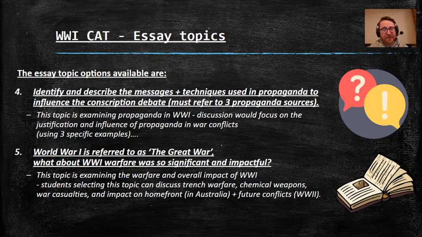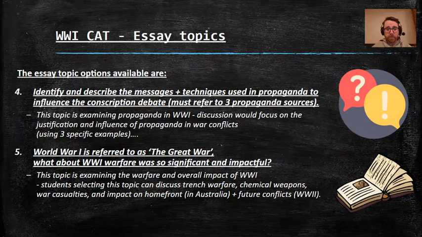But anyway, topic 4 looks at propaganda. So identify and describe the messages and techniques used in propaganda to influence the conscription debate. So conscription was getting people to join the army. So what you're doing in this essay topic is basically, we've got 3 body paragraphs, 3 argument paragraphs, and you're looking at 3 propaganda sources. So they can be posters, they can be little pamphlets, they can be pictures, whatever you find, basically.